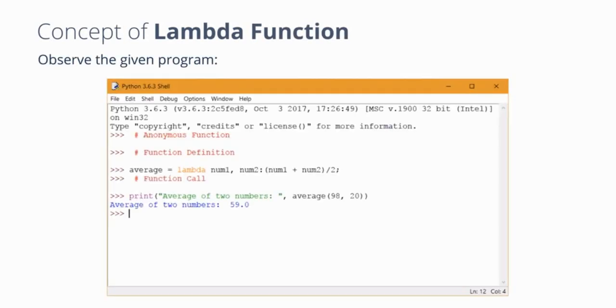Now, take a look at the program shown on the screen. In the program, lambda num1, num2: num1 + num2 is the lambda function. Here num1 and num2 are the function arguments and num1 + num2 is the expression that is evaluated and returned. This function has no name. Lambda functions are used when a nameless function is required for a short period of time. These functions can be used along with built-in functions, such as filter, map, etc.